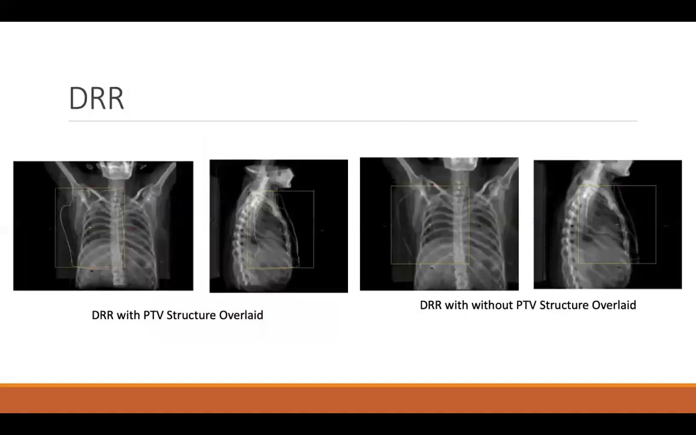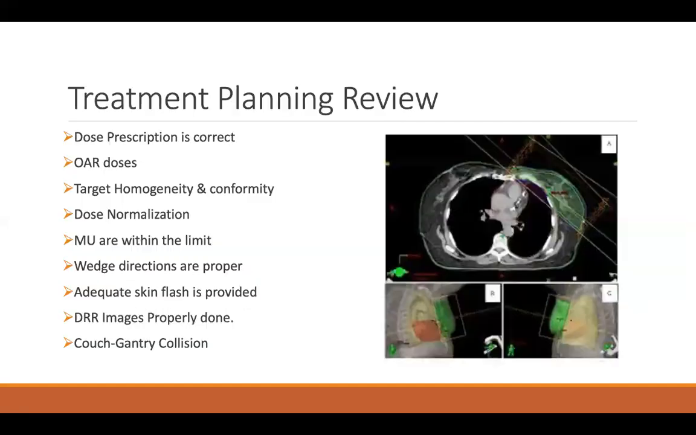And then the DRR. When someone creates a DRR, he should activate the PTV structure with the DRR. If he activates the PTV structure with the DRR, then the technologist can easily identify where he has to emphasize to match his structure. So this should be done carefully.